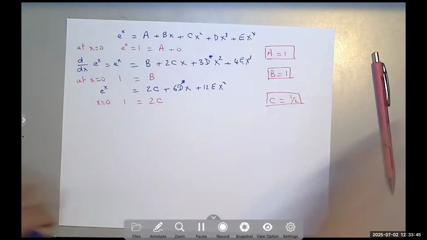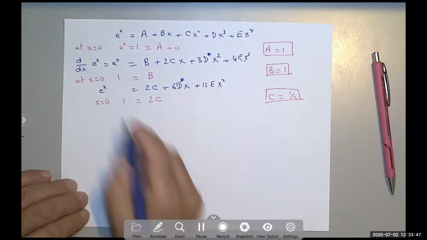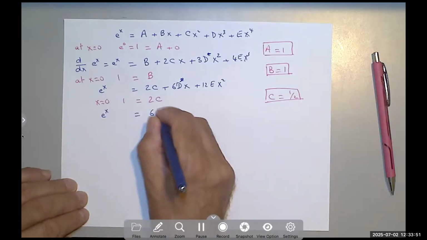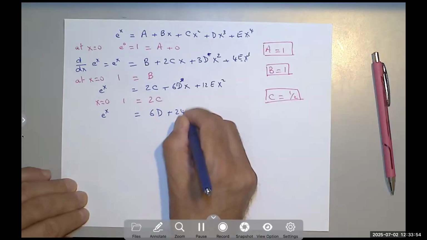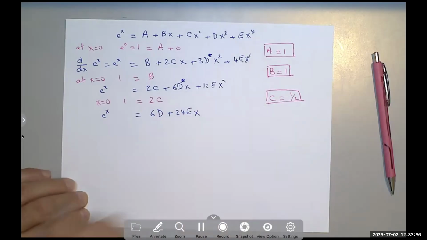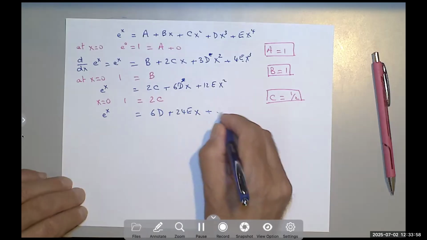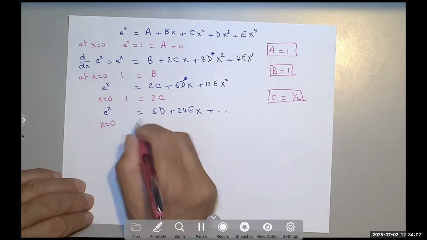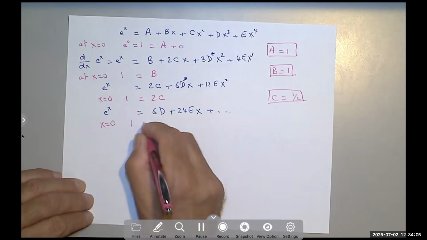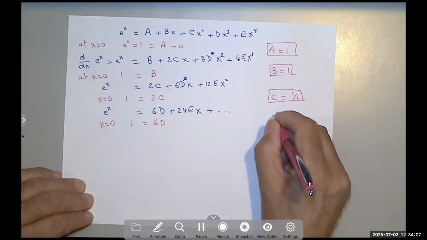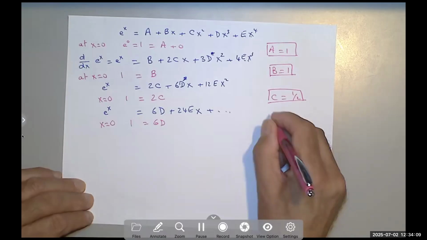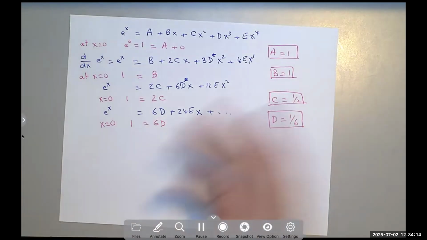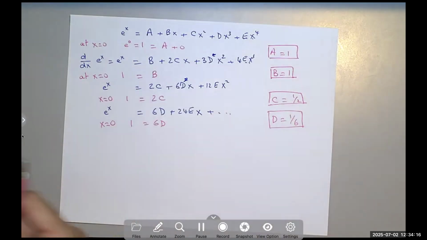One last time, I'm going to take the derivative. I get e to the x. This is 0. I get 6d plus 24e x. Again, x equals 0. Left-hand side is 1. Right-hand side is 6d. So d equals 1/6. If you repeat it, you will get e would be 1 over 24, f would be 1 over 120, and so on and so forth.